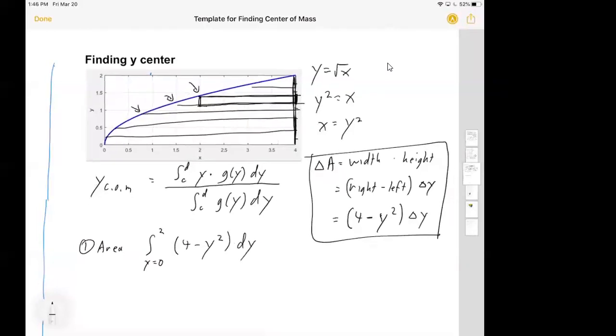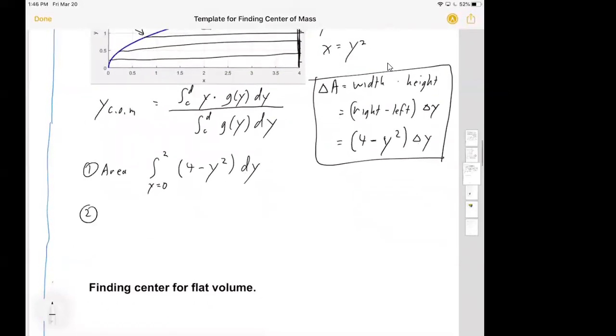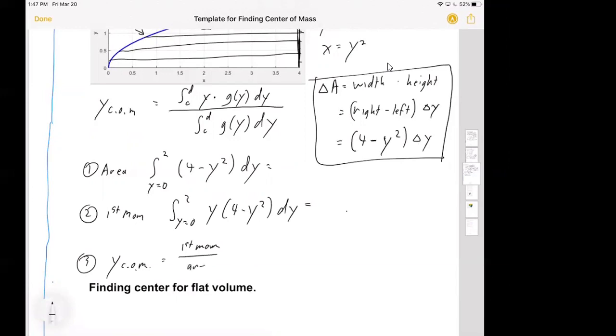And then step 2, we need to convert that into the first moment. And all we have to do to get the first moment is add an extra factor of y. So that would be y times 4 minus y squared dy. And we're going to want to get values for these. And then step 3 will be that we can find that the y center of mass is equal to the first moment over the area. So we'll fill that in just a moment. Let me calculate those on my calculator.